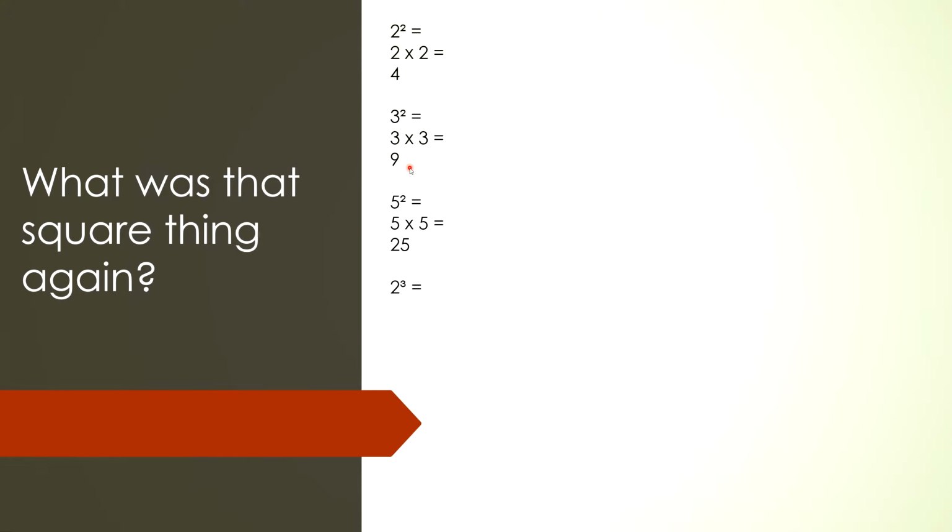2 to the power of 3. Well, this 3 says we multiply this number, in this case it's 2, with itself 3 times. So we get 2 times 2 times 2. 2 times 2 equals 4, times 2 equals 8. Last one, I think, 10 to the power of 2, or 10 squared. 10 times 10 equals 100. That's really all you need to know for this lesson.